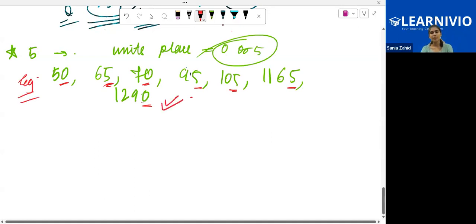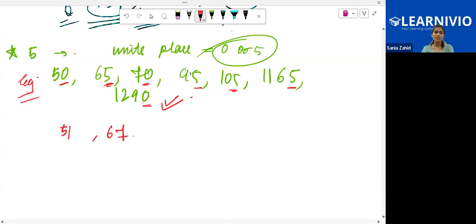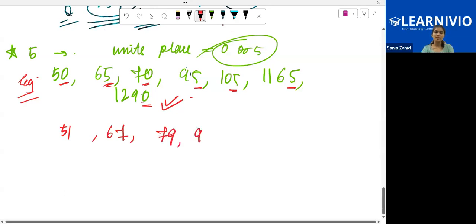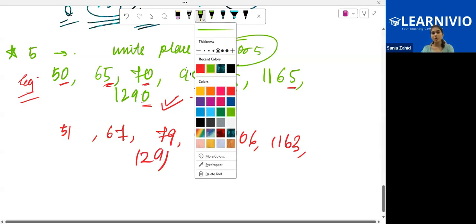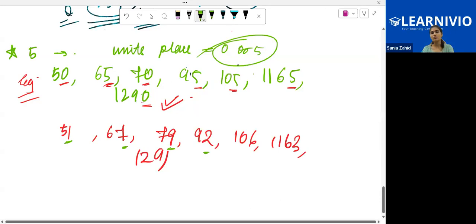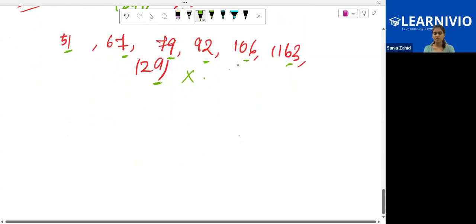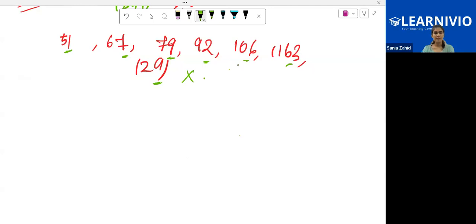But consider, I have 51, 67, 79, 92, 106, 1163, or 1291. Are these numbers divisible by 5? No, because the units places are 1, 7, 9, 2, 6, 3, 1. So these are not divisible by 5. Why? Because they do not have a 0 or 5 in their units place. Good. Now we shall check for 7.